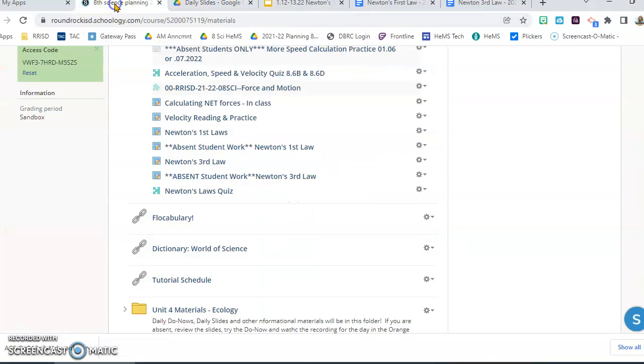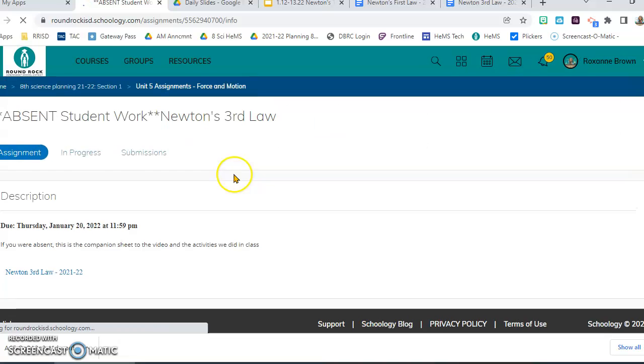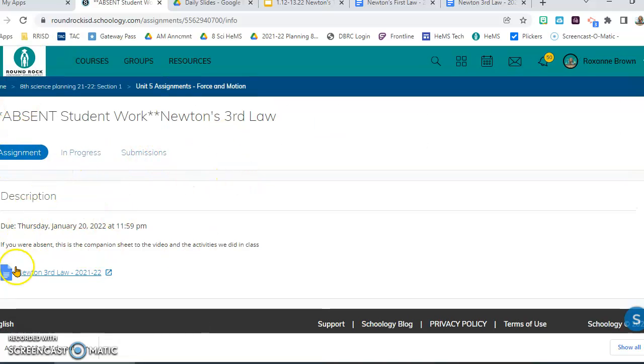So I'm going to go back here to our tabs, and right here, here's the absent work form. You just click on that. And there we go, and it takes you here, so you can click on yours. Remember, yours looks a little different than mine.